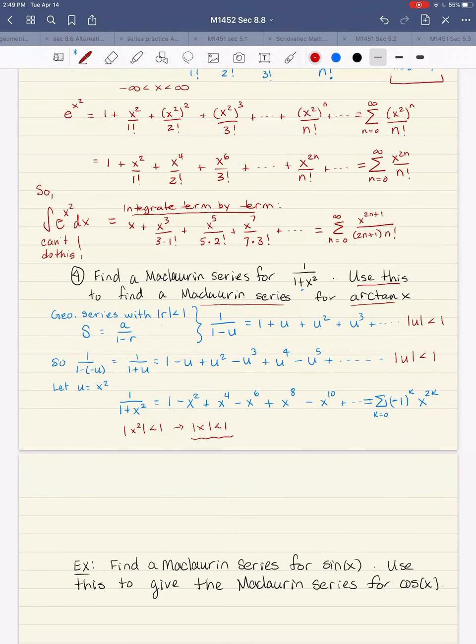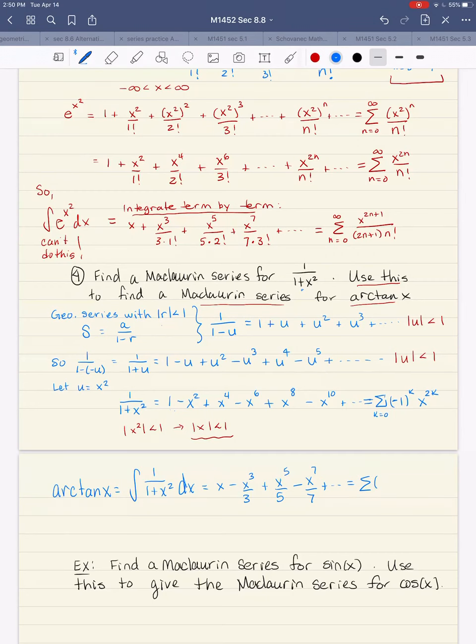Now, use this to find a Maclaurin series for the arctangent. Okay, I recognize that the arctangent of x can be found by integrating 1 over 1 plus x squared. So I integrate term by term. Integrate 1, integrate the x squared, integrate the x to the 4th, and so on.